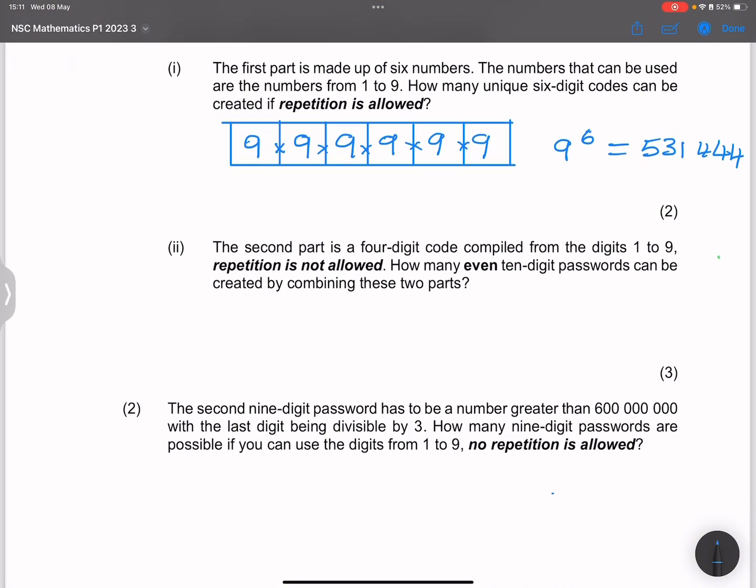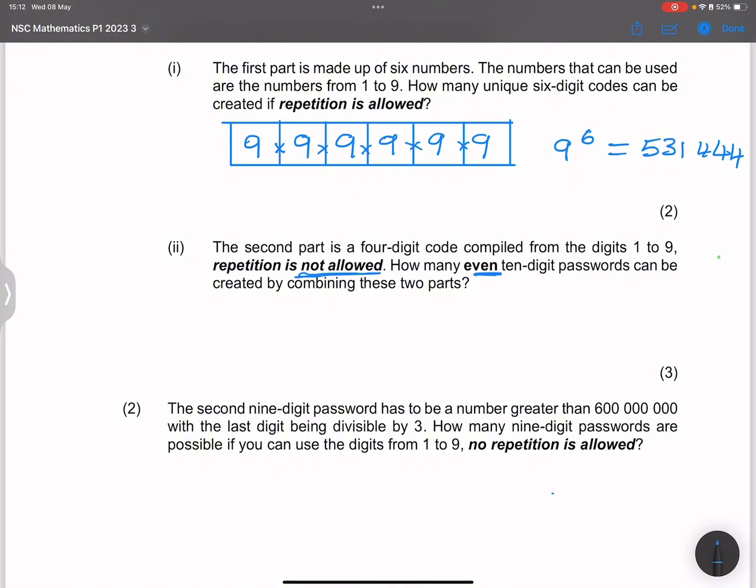Now they say the second part is a 4-digit code compiled from the digits 1 to 9. Repetition is not allowed, so we cannot use the same number twice. How many even 10-digit codes can be created by combining these 2 parts? Note that the code has to be even, and we are combining the 2.